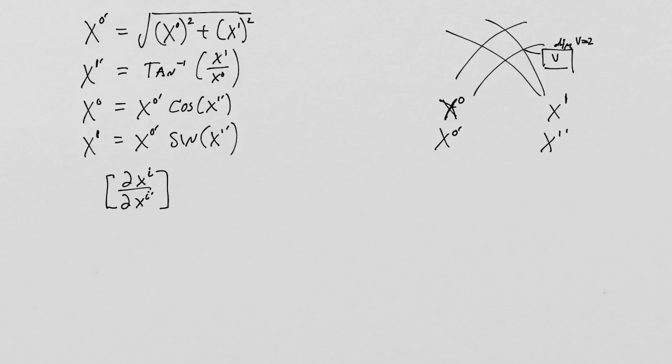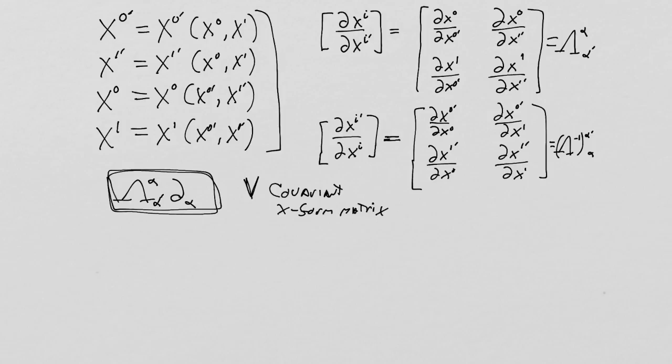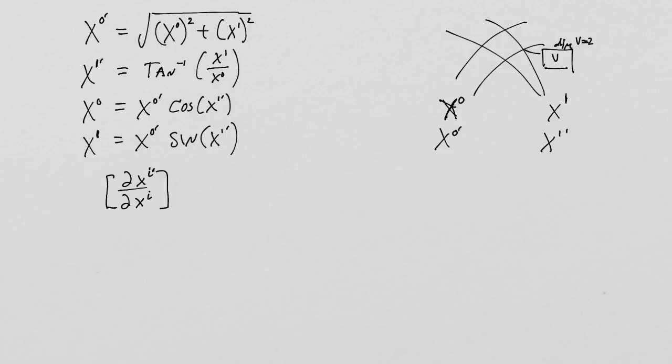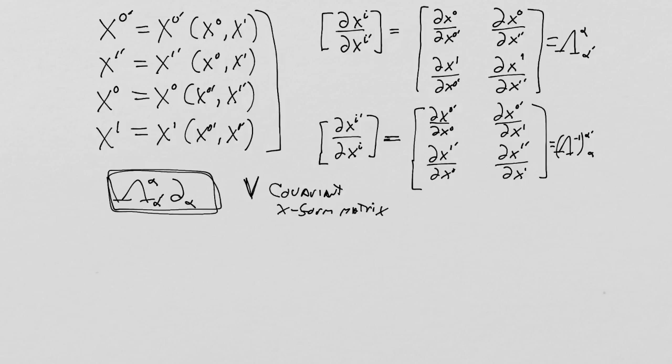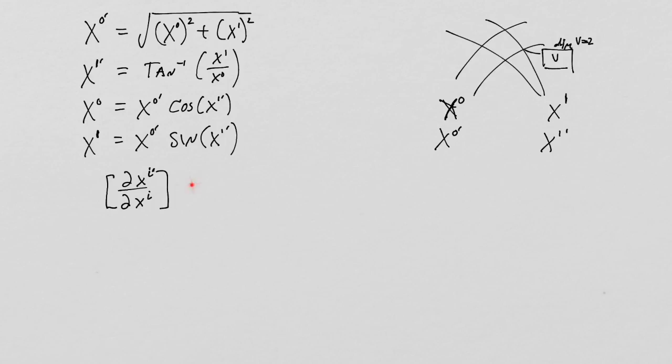Well, actually, no. Let's do it the other way. Partial xi prime, partial xi. Let's do that one. So we're actually working on the contravariant matrix. If we were going from unprimed to prime, we're now going to calculate the contravariant one. Why not, right? It doesn't really matter. To do this, you're going to need them both.